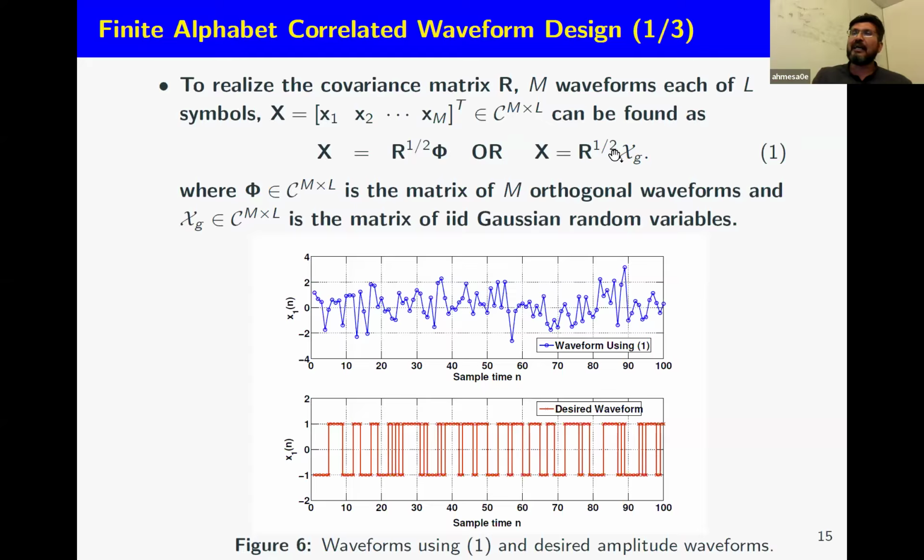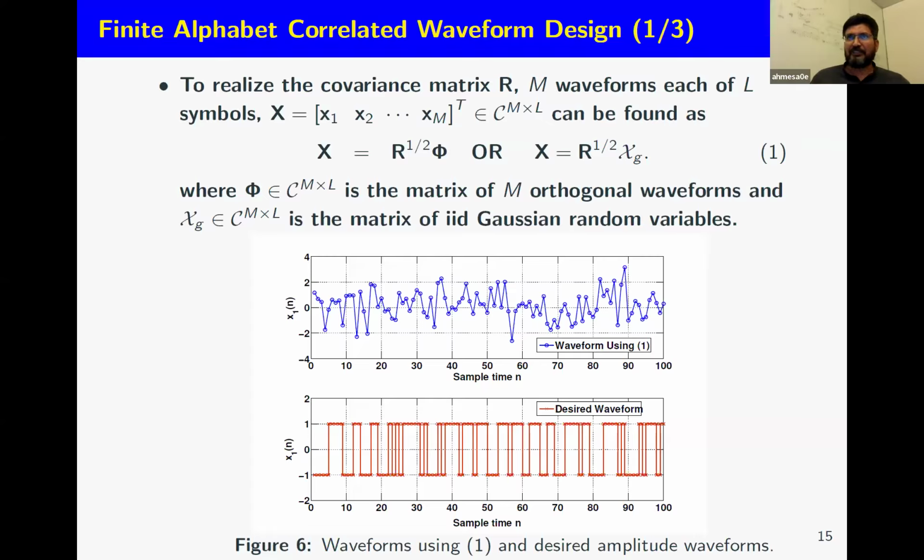Again, you will get R in here as well. The only problem here is that if you design a waveform by using this equation or this equation, the waveform will look like this one, so it may have a very high peak to average power ratio. We are familiar with waveforms like BPSK or QPSK, those types of waveform.